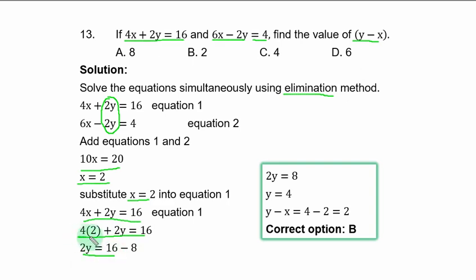Now 4 times 2 is 8. So you have minus 8. 2y is equal to 8. Divide through by 2. y is equal to 4. Therefore, y minus s simply means 4 minus 2, and that is 2. B is the correct option.